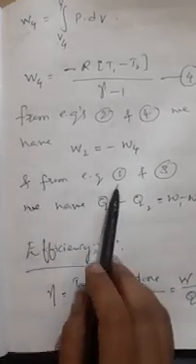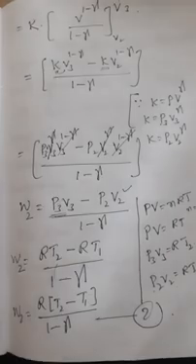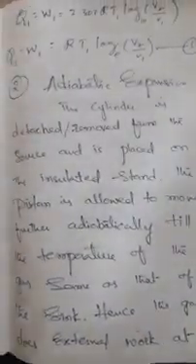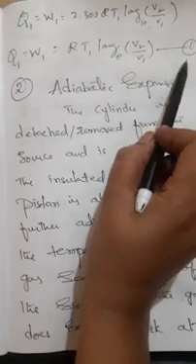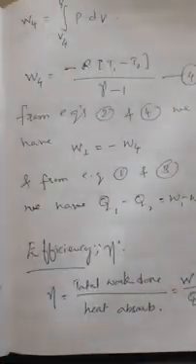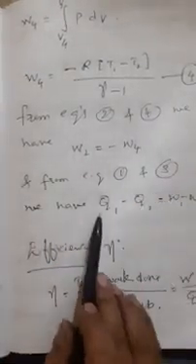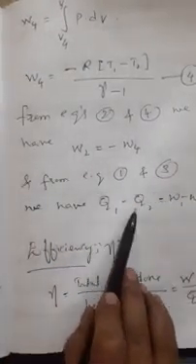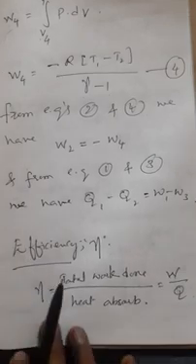Now from equation 1 and 3. One equation is related to the isothermal expansion, and this one is related to the isothermal compression. So if you compare these two equations 1 and 3, then we will get Q1 minus Q2 is equal to W1 minus W3. Now we have to calculate the efficiency.